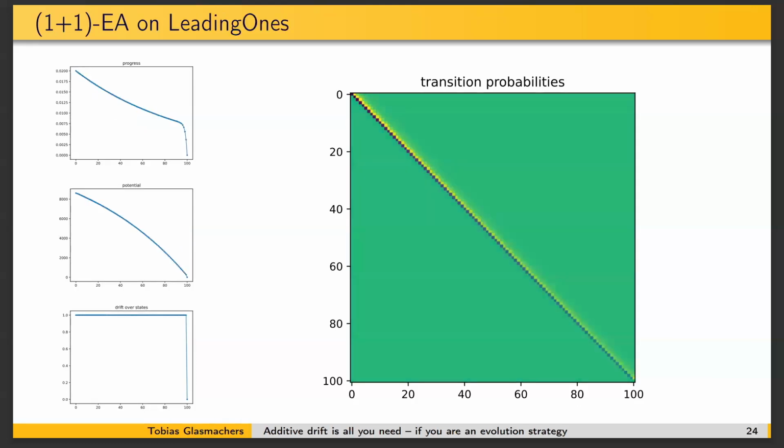Now, okay, LeadingOnes takes longer than OneMax, so these numbers are significantly larger. The shape looks a bit different, and these transition probabilities, of course, also look a bit different. The thing that stays the same by design is that the progress in each state is exactly 1. So again, the potential function, the expected runtime, can be computed in these cases.